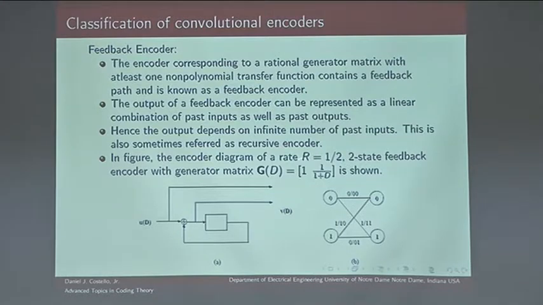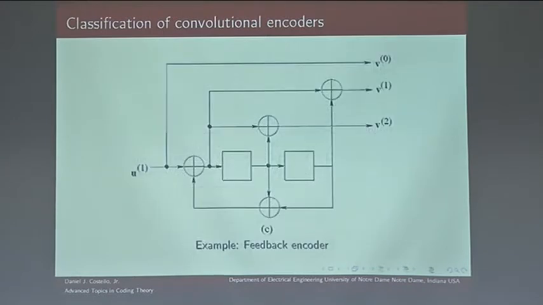So this is the generator matrix. It's a feedback, this is a rational function. So the encoder corresponding to this generator matrix is a feedback encoder, and this is the state diagram. I guess I won't go through this because it's the same type of thing we've gone through.